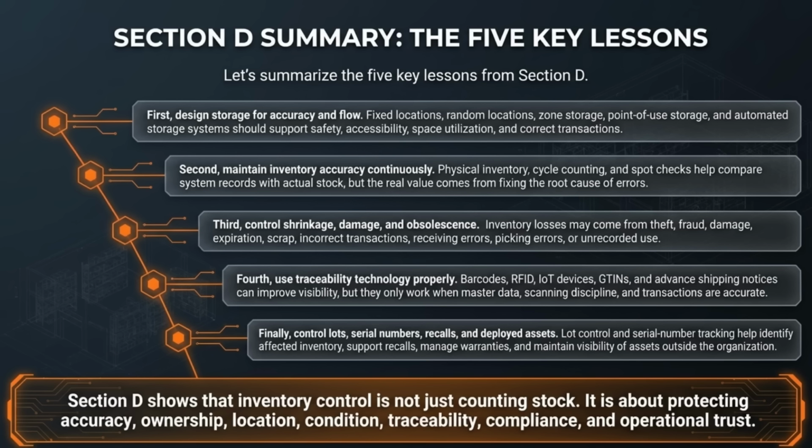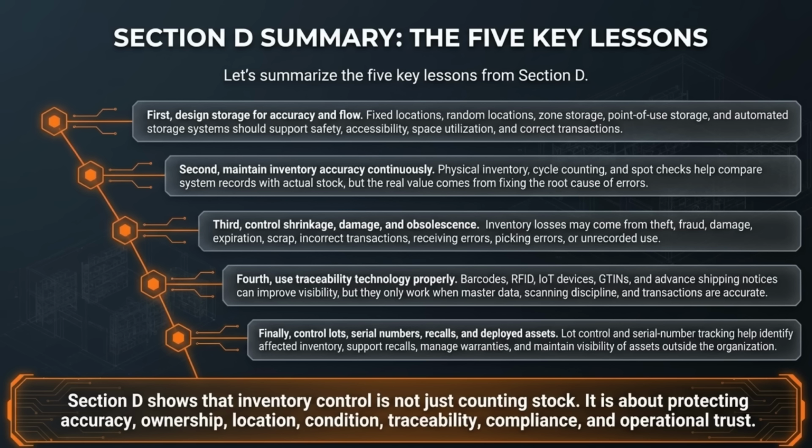Fourth, use traceability technology properly. Barcodes, RFID, IoT devices, GS1 standards, and advanced shipping notices can improve visibility, but they only work when master data, scanning discipline, and transactions are accurate.